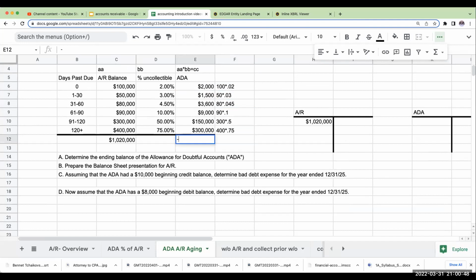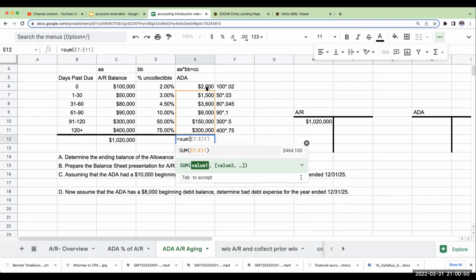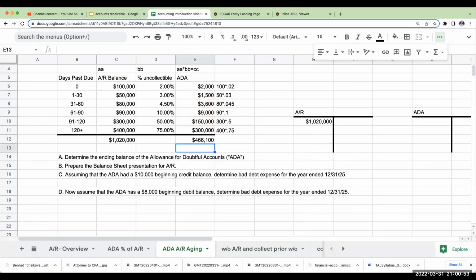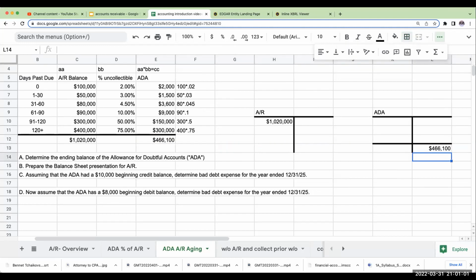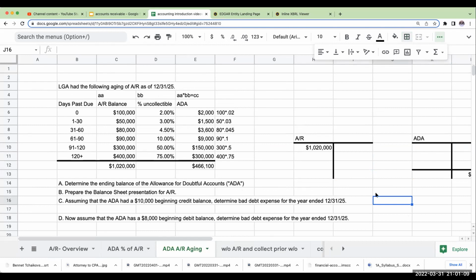So right over here, I'm going to add up all of these amounts, and the ending balance in my allowance for doubtful accounts is a whopper. Right over here, I've got a credit balance of $466,100. That's my first step.